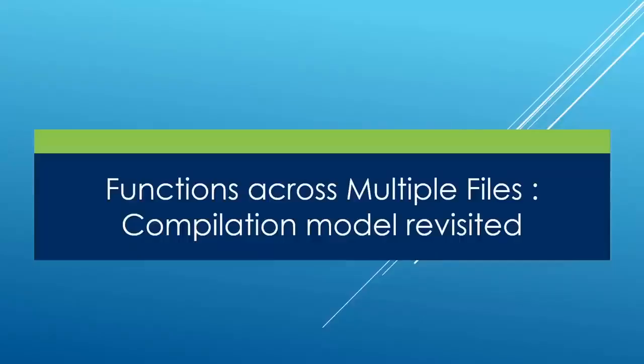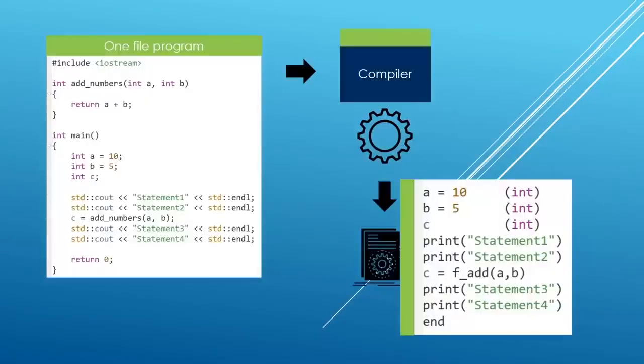In this lecture, we're going to revisit our C++ program compilation model. Along the way, we are also going to see how we can work with functions across multiple files. If you remember, our compilation model looked something like this. You have seen this slide a lot of times by now. What it describes is what happens when we compile our program.